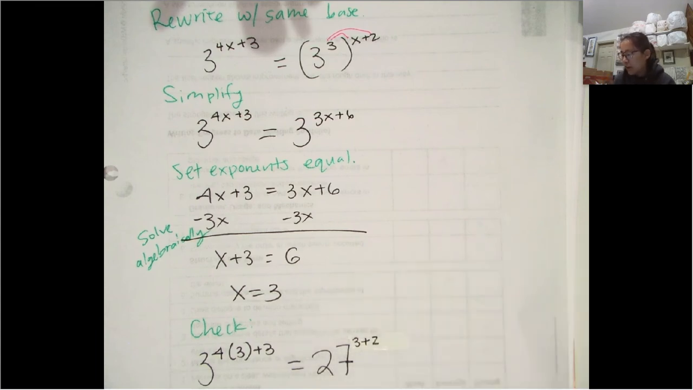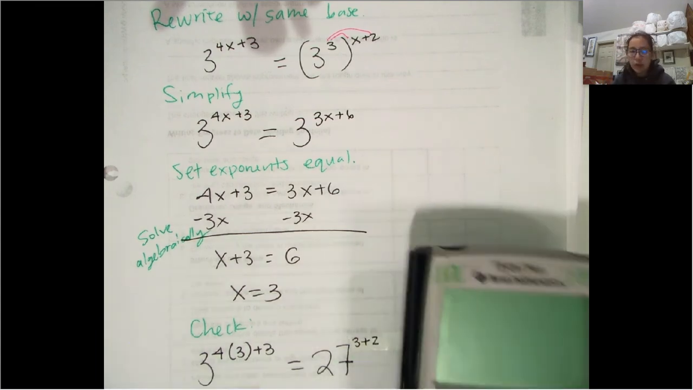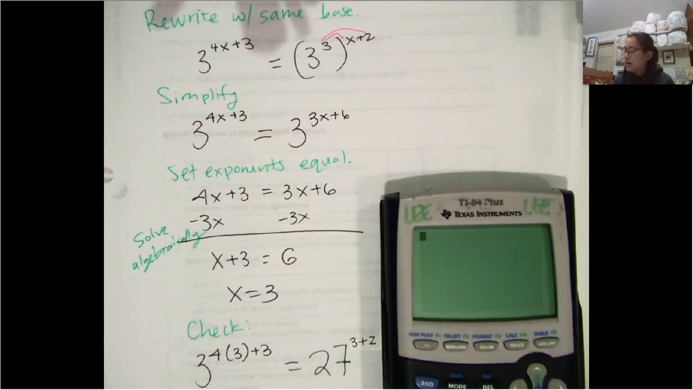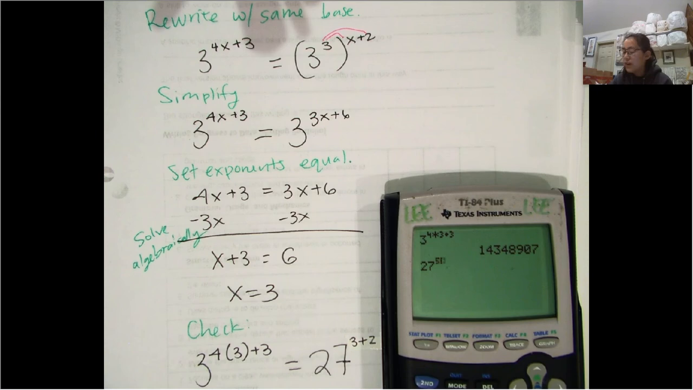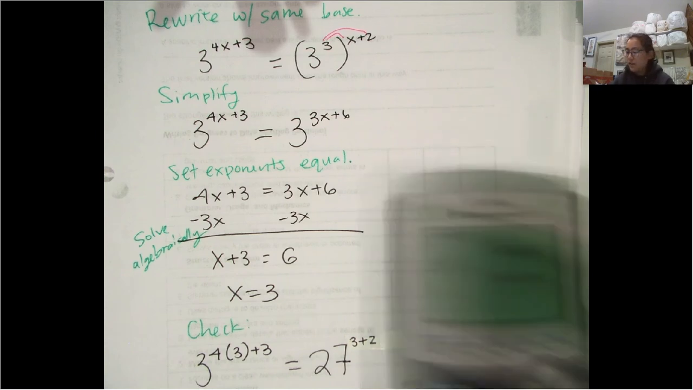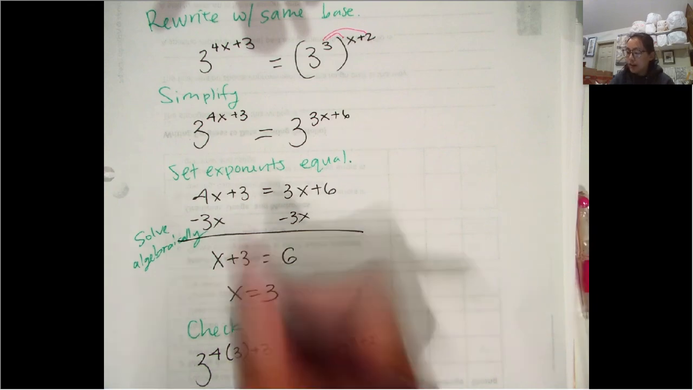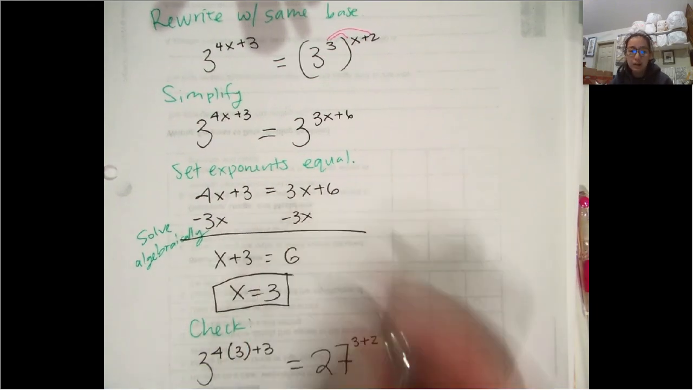Well, these numbers are getting a little bit large for me, so I'll go ahead and use my handy dandy calculator. We're going to do 3 to the power of 4 times 3 plus 3. And we're checking, does that equal 27 to the power of, well, 3 plus 2, that's just 5. So 27 to the 5th power. And yes, it does. Therefore, x equals 3 does work, and x equals 3 is our only solution.